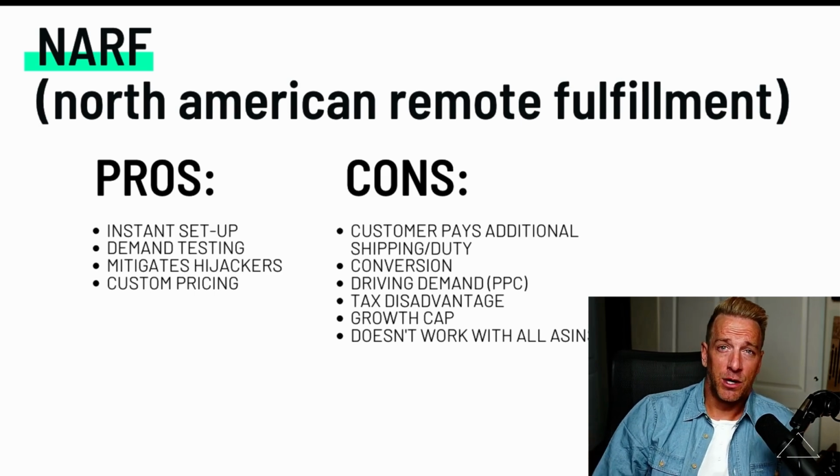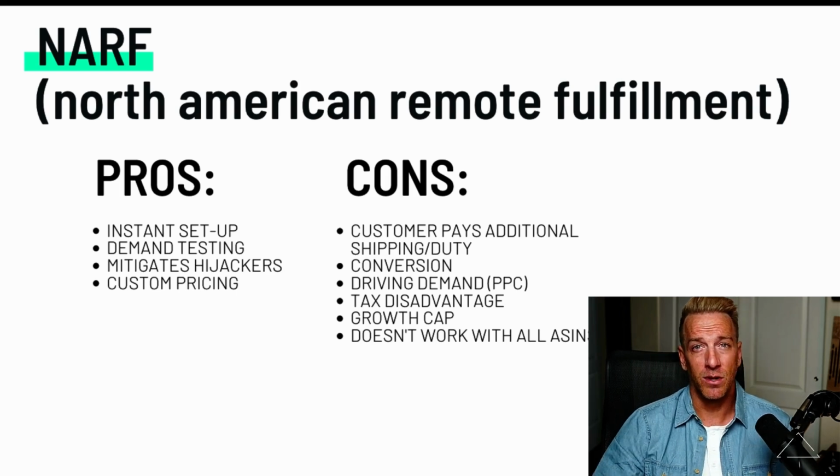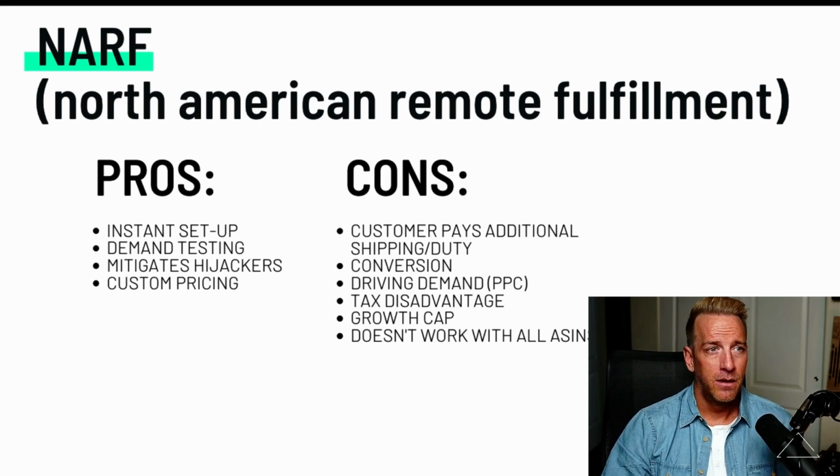There's typically going to be a growth cap because it's not a Prime offer, because it's more expensive for the customer, because it takes longer to ship. You're typically not going to capture as many sales in the NARF program as you would shipping physical inventory into Canada FBA. And then finally, we talked about this, but the NARF program is not going to work for all ASINs. So even if you want to do NARF for certain products, Amazon may prevent you for that particular product category.